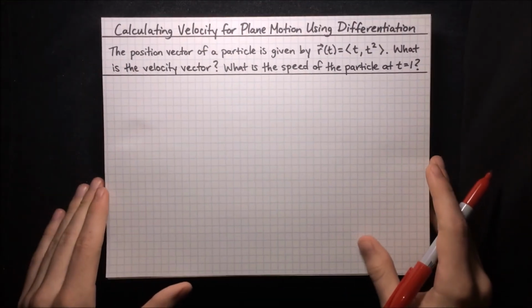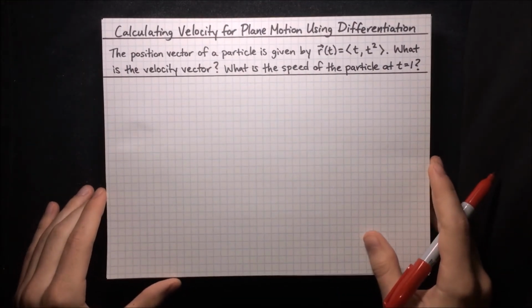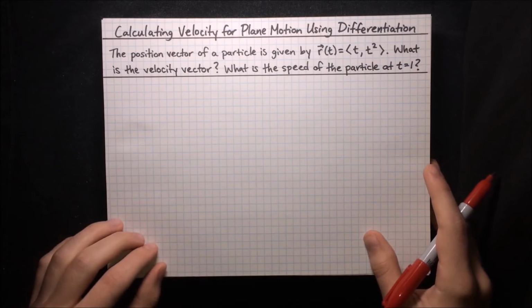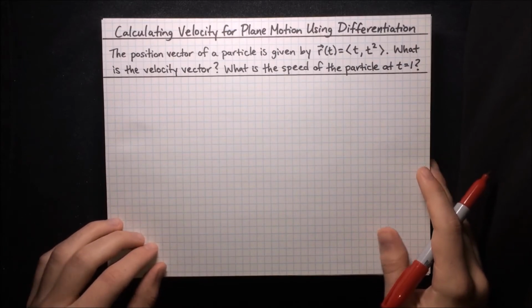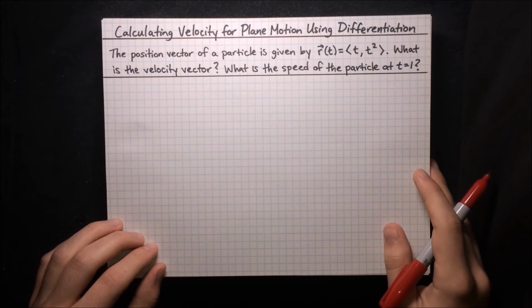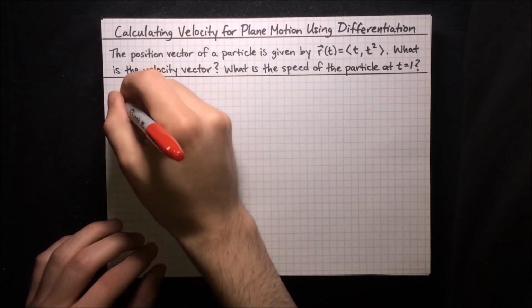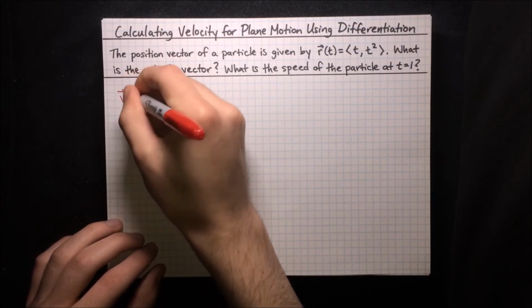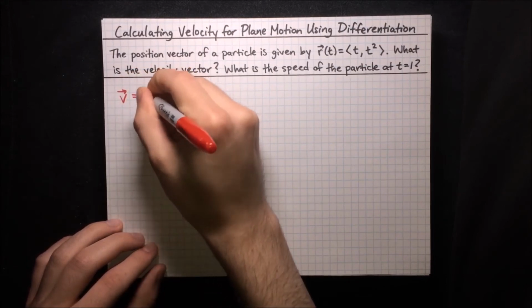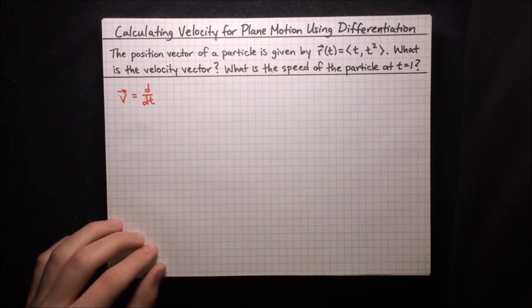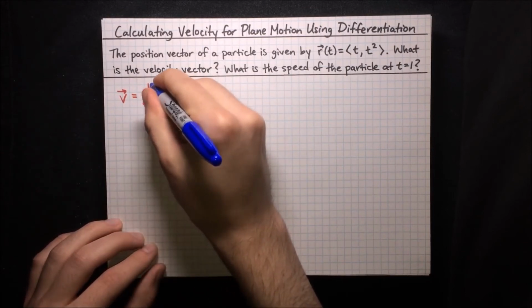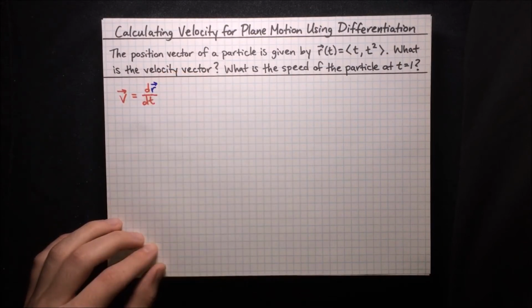Alright, let's move on to a problem. So we're told that the position vector of a particle is given by r of t, which is the vector consisting of components t and t squared. And we want to find out what is the velocity vector, and also what is the speed of the particle at t equals 1. But first of all, let's just worry about finding the velocity vector. So remember that the velocity vector is just the derivative of the position vector. So velocity is dr dt, where r is the position vector.